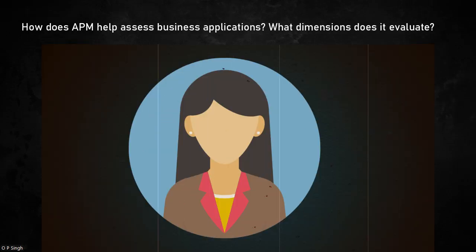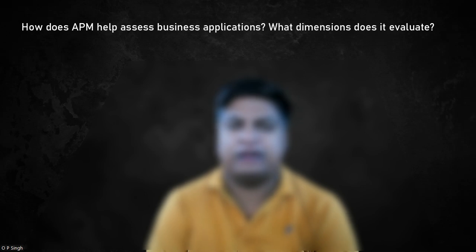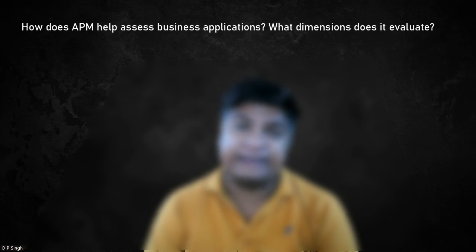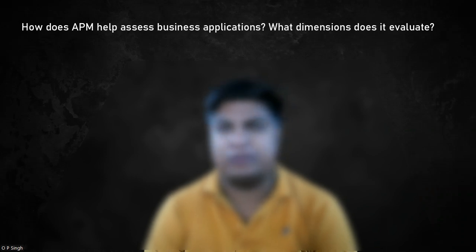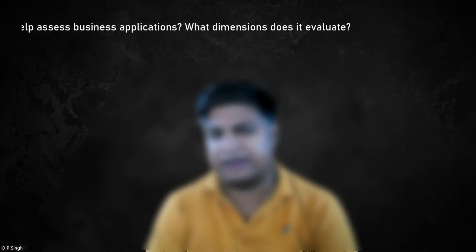That's quite comprehensive. Now, how does APM help assess business applications? Yes, APM assesses business applications across dimensions like cost, quality, risk, user satisfaction, and alignment with business objectives. These indicators help in making informed decisions about the future of each and every application. And your portfolio will be a very robust one.